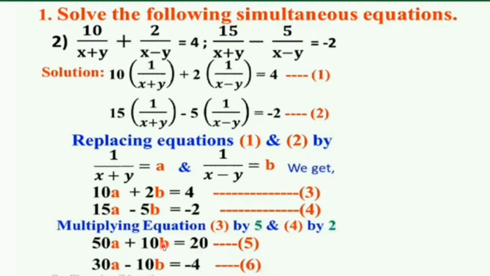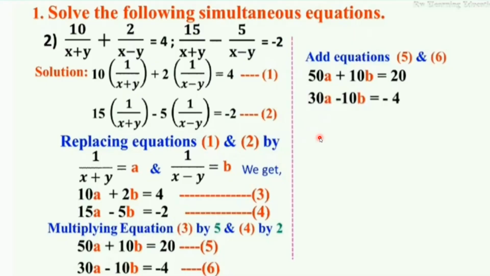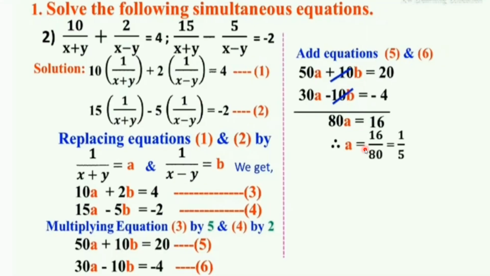Then now I can add equations 5 and 6. Then after adding, what I'm going to get? So here plus 10b and minus 10b will be cancelled, and here 50a plus 30a is equal to 80a, and 20 minus 4 will be 16. So a value will be 16 by 80. Remember, 16 5s are 80. So therefore a value is 1 over 5.